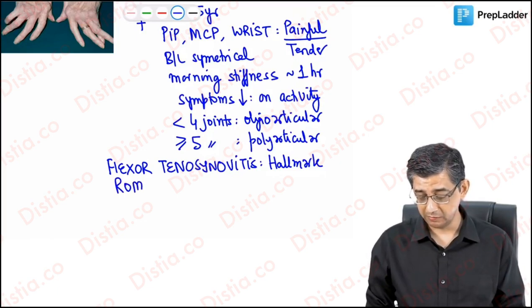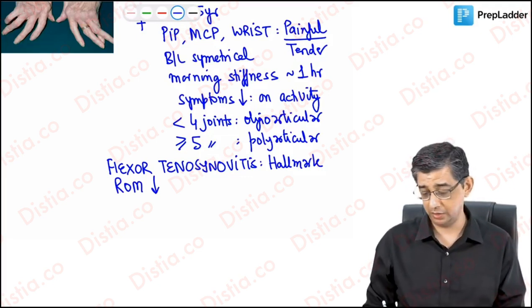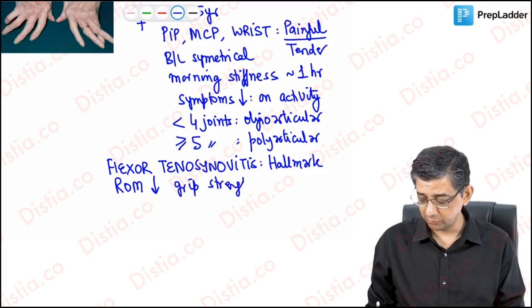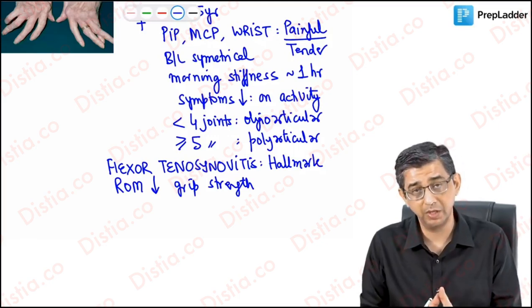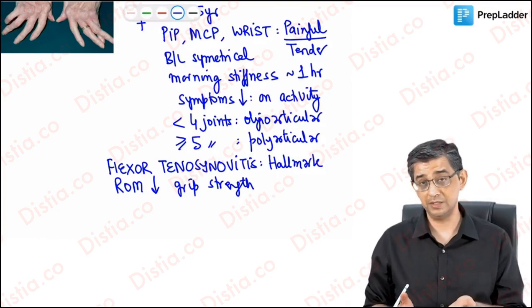So the basic point is flexor tenosynovitis means the range of movement is substantially reduced. The grip strength of the person is reduced. This will obviously aid in diagnosis. I'm not saying that this is a sure feature that will confirm the diagnosis. It's the overall presentation of the patient because this is a multi-system disorder.